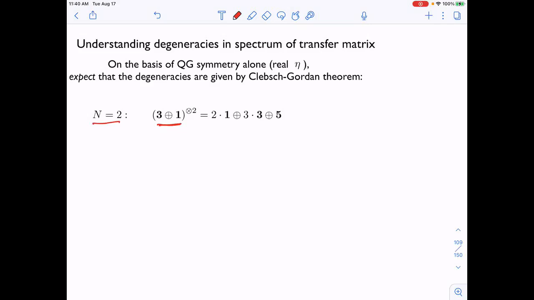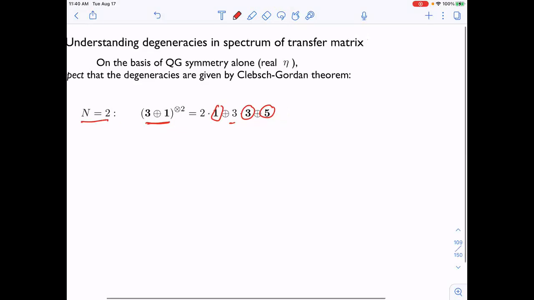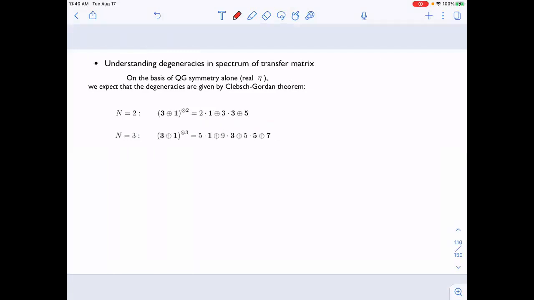If you have now two sites, you'd expect that it should just be given by the Clebsch-Gordan theorem, and so you'd have singlets, triplets, and quintuplets, and in fact you have two of these and three of these. That's what you'd expect, and similarly, say for three sites, then you should make a threefold tensor product, and again by Clebsch-Gordan, this is what you would expect. But this is not what you see. Let me emphasize that the numbers that appear here are always odd. These are all odd numbers, so we have only odd degeneracies.